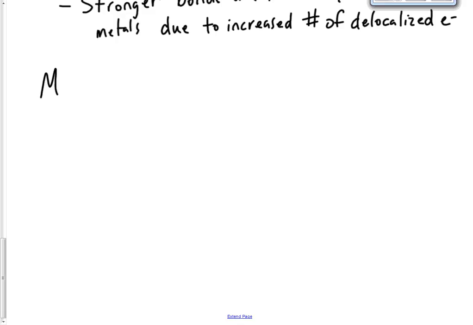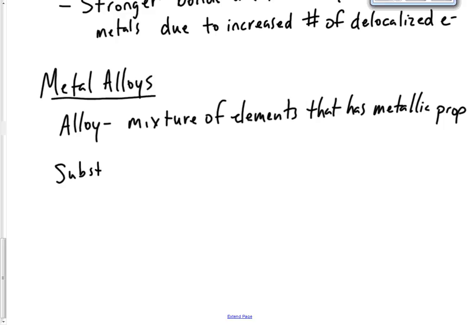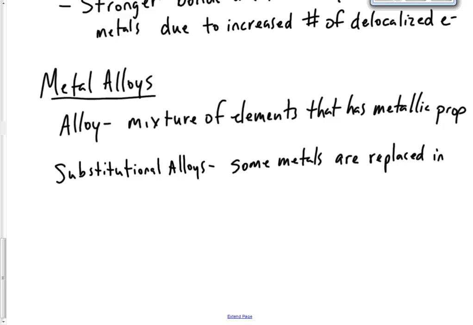Okay, last thing is metal alloys. All right, and then just an alloy in general. General definition is a mixture of elements that has metallic properties. Two types. You have substitutional alloys. Okay, and substitutional alloys is when some of the atoms in the original metallic solid are replaced in the solid with other metals of similar size.